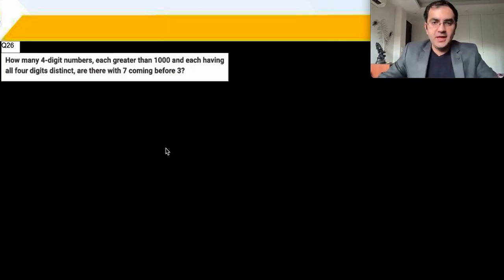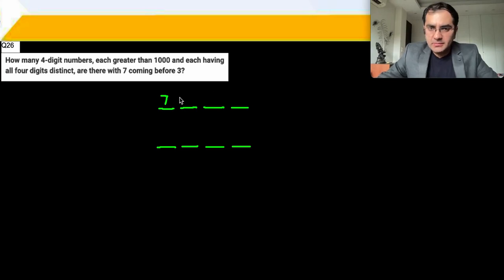PNC question. Slightly tough and challenging, very risky in a theta type scenario. How many 4-digit numbers, each greater than 1000 and each having all 4 digits distinct, are there with 7 coming before 3? So I need a 4-digit number. Okay? So in the 4-digit number, if the 7 has to come before a 3, what if the 7 is in the first position? Then the 3 can come somewhere in these 3 spots. Okay? What if the 7 is in the second position? Then the 3 can come in one of these 2 spots.